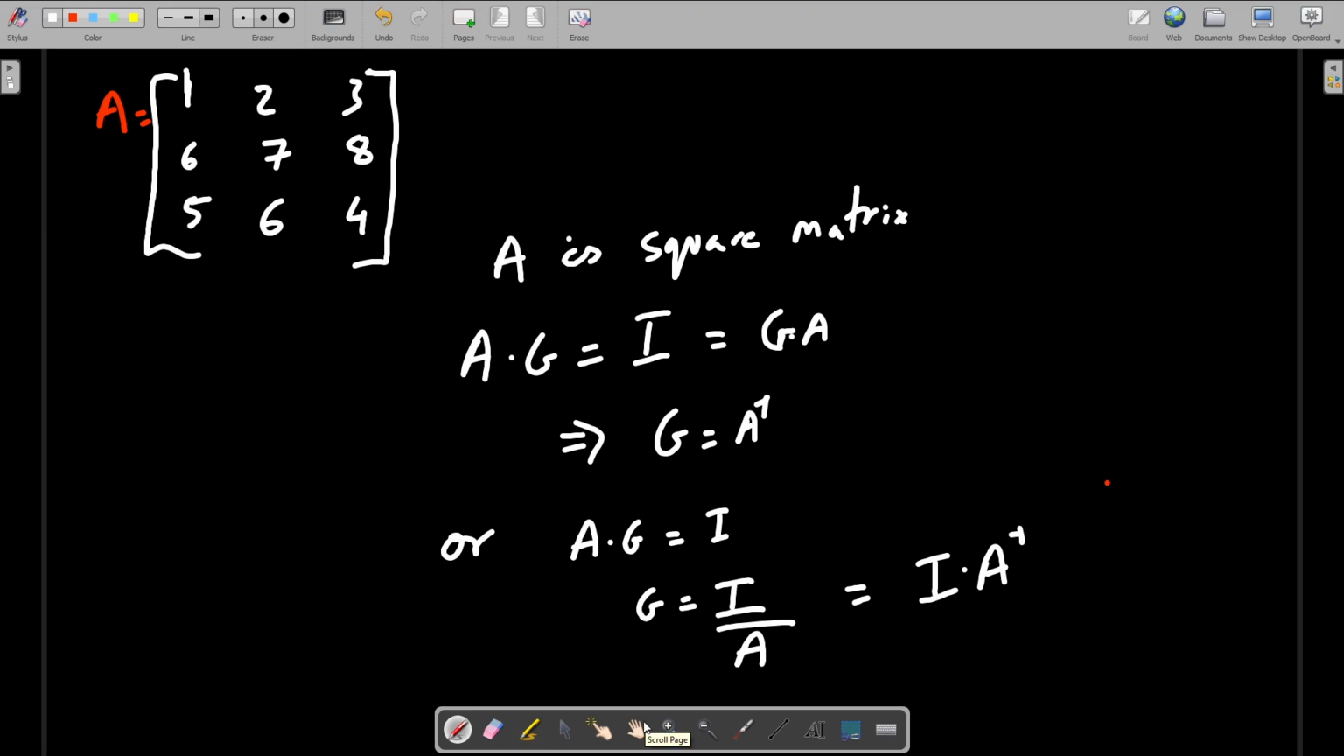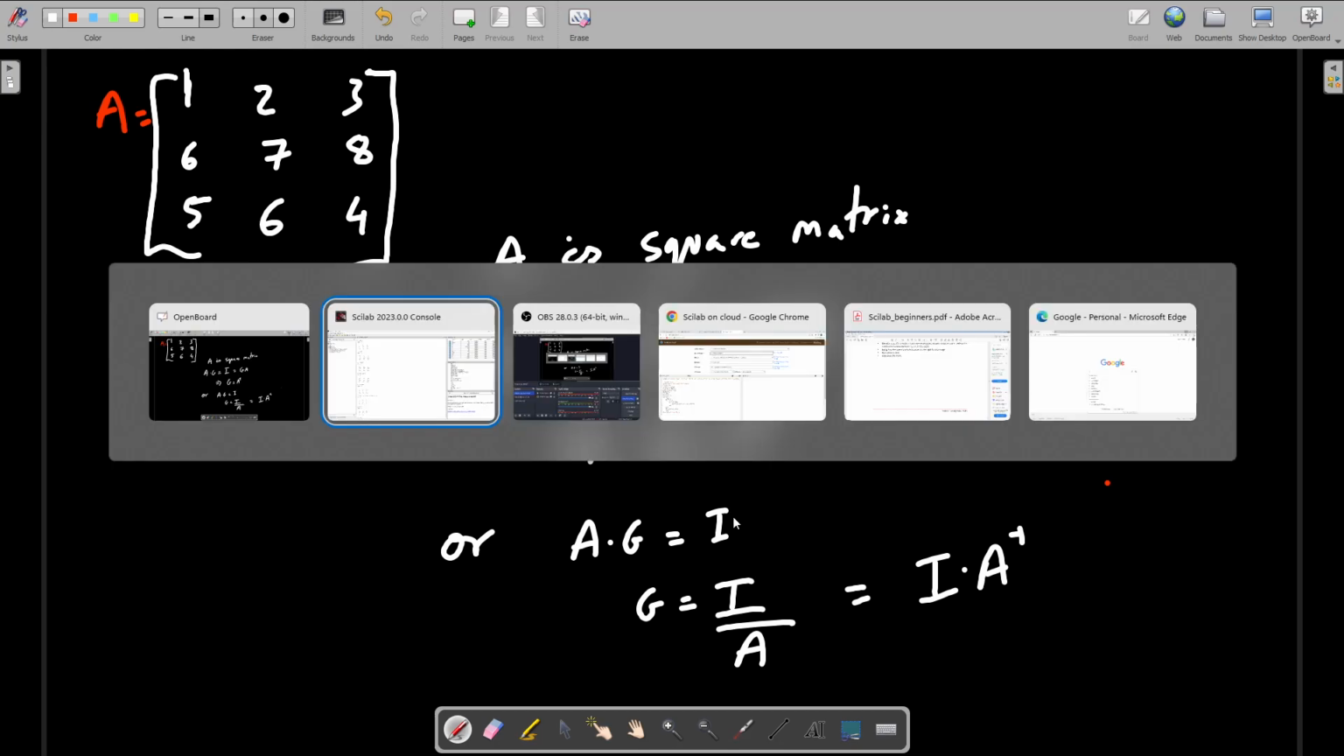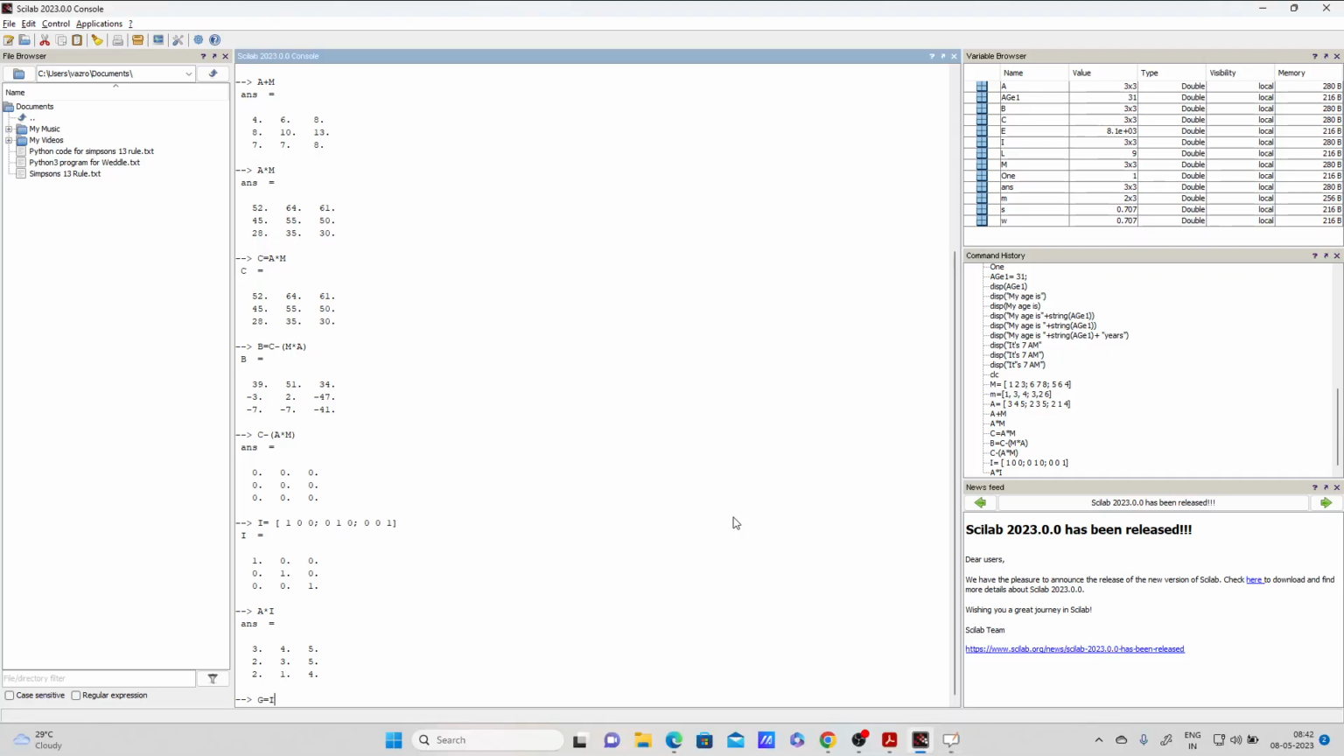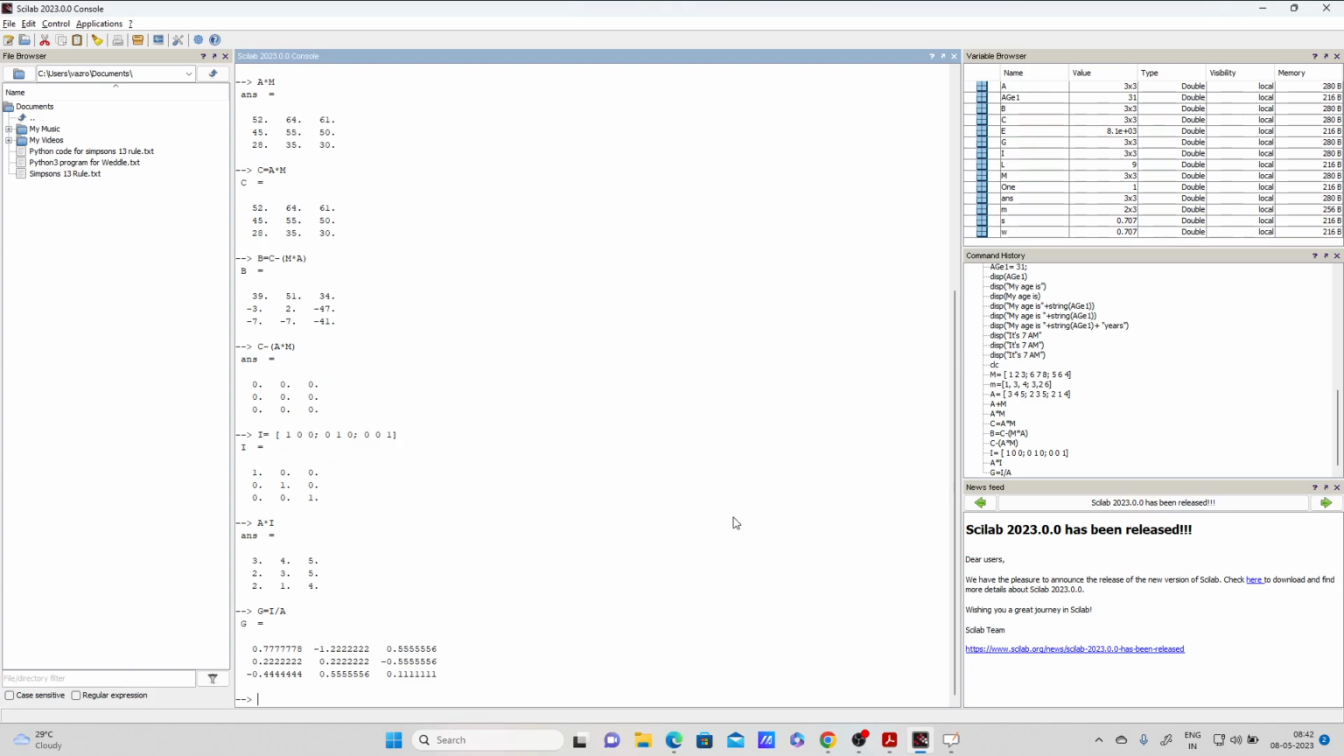Okay, so moving on, where's the program? Yeah, so G is equal to I divided by A. So we got this thing here. Okay, so this is the inverse of A.